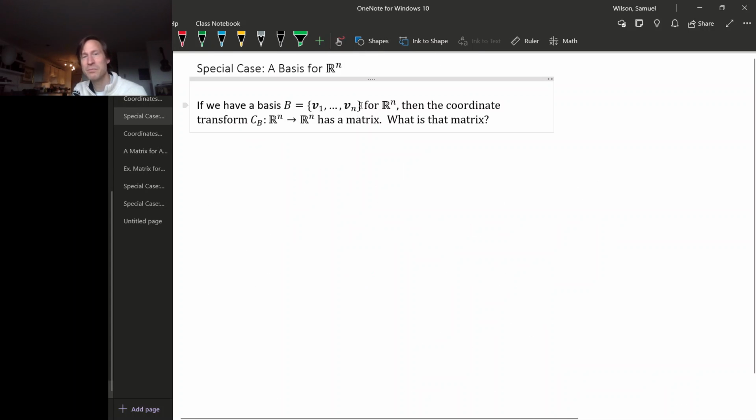Suppose we have a basis for Rn, so the basis is going to be V1 up through Vn. Then the coordinate transform has a matrix. What is that matrix?